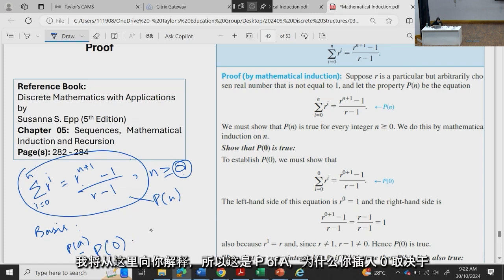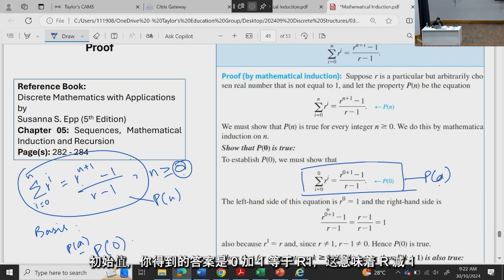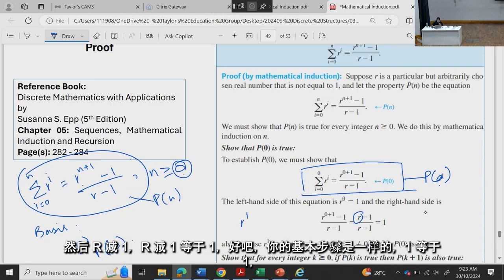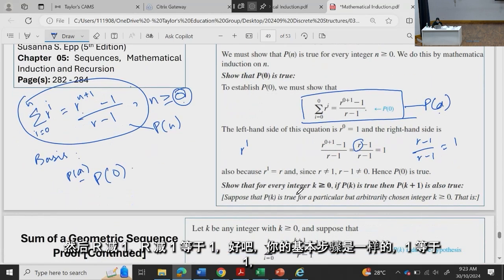I'll explain it to you from here. So this is P of 0. And why you have plugged in 0 depends on the initial value. What you get as the answer is r to the 0 plus 1, which is equal to r to the 1. It means the same thing, r minus 1 over r minus 1, and that is 1. And your base step is the same: 1 is equal to 1.